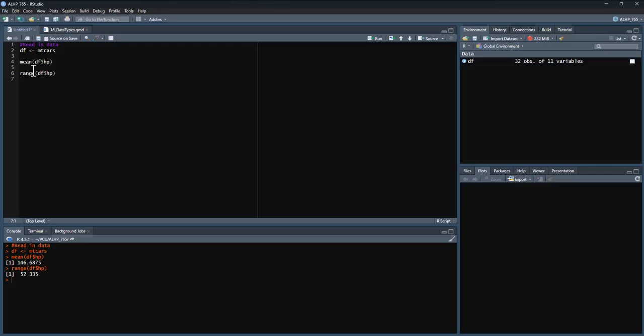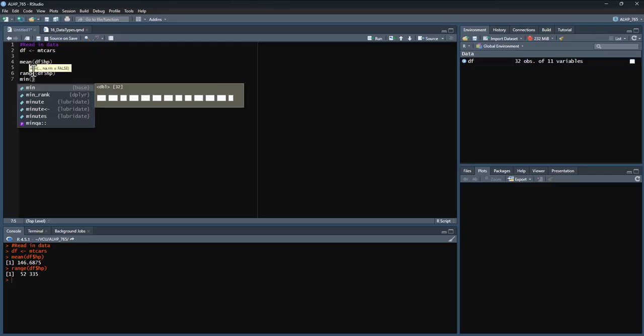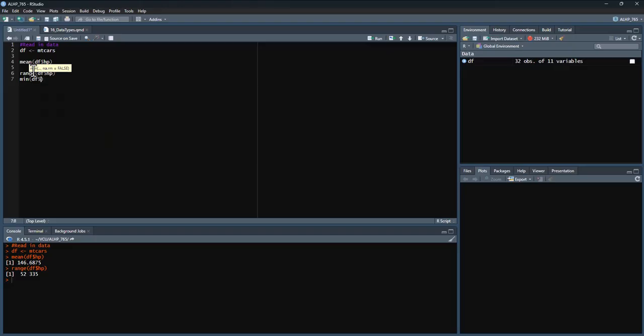If we just wanted to know the lower end of that range, we could run a min function, so minimum, df, and we see, oh, hey, yes, that is 52, just like the range said. And then the same thing for the maximum, so the other end of that, and 335, so no surprises there. So you can run a lot of those just independently by themselves.